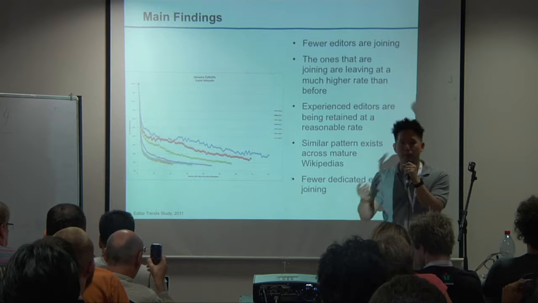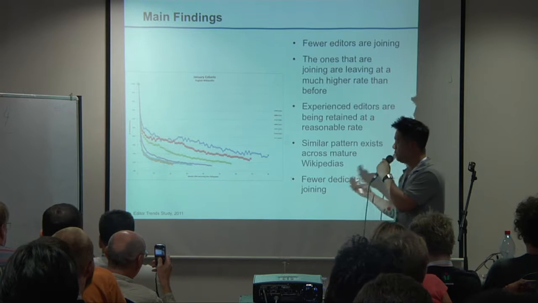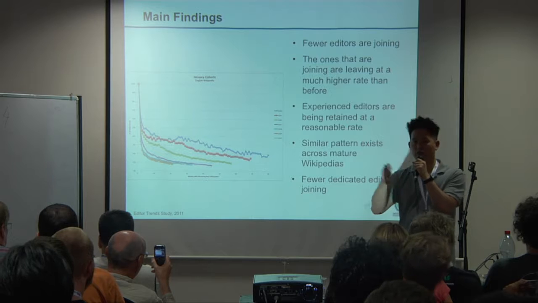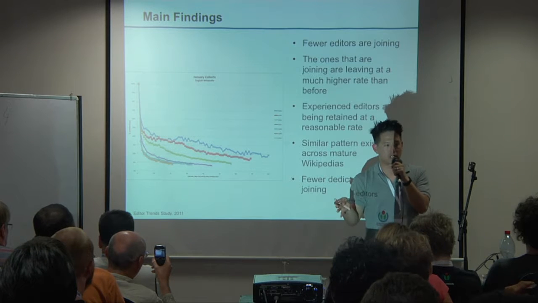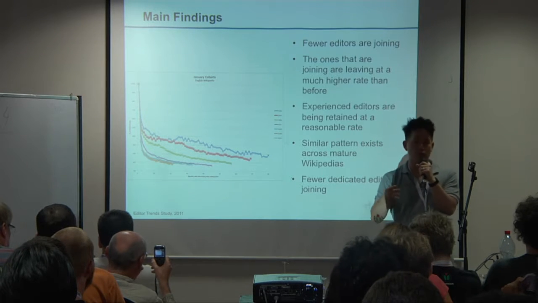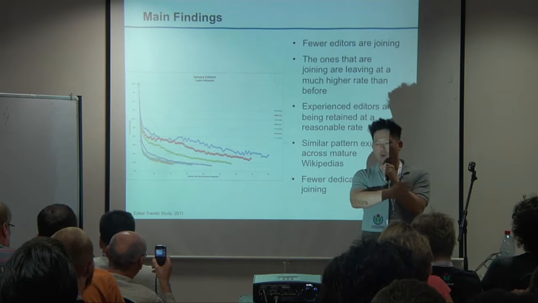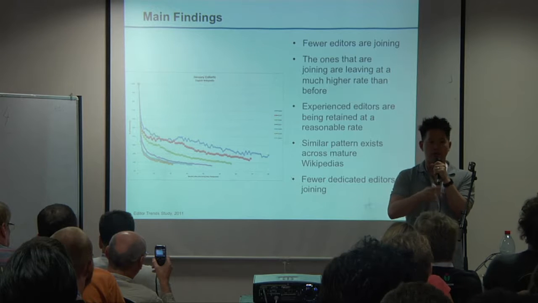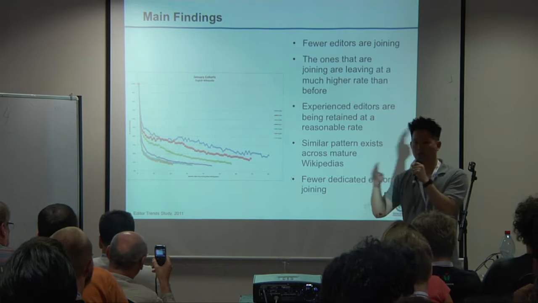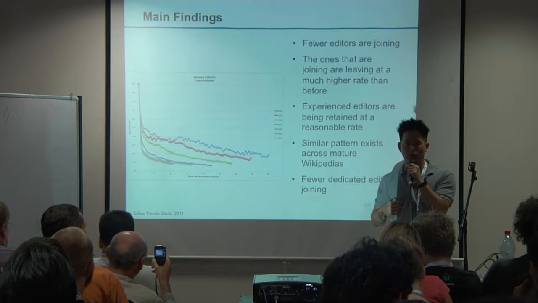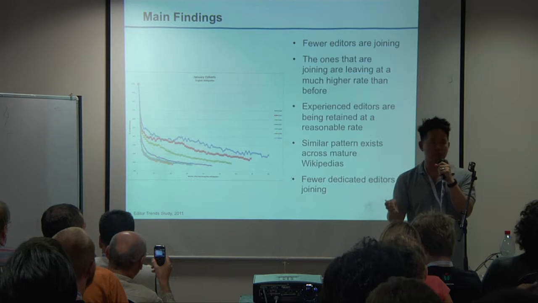And the difference is about half, right? We find that the people that joined before 2006, after a year, between 30 and 40% of those users are still actively editing Wikipedia. But those who joined after 2007, only about 10% are active after 1 year. So it's a dramatic decrease in the number or the percentage of users that are retained after a year.